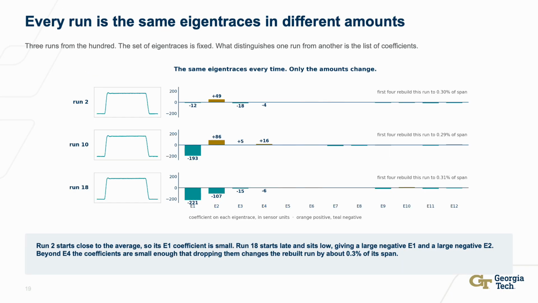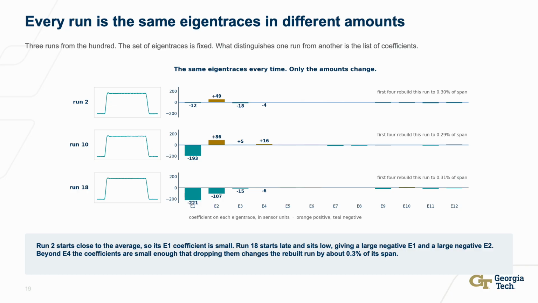Here is the same idea shown in 3 individual runs. The set of eigentraces is fixed. It is the same set for every run in the data set. What distinguishes one run from another is the list of coefficients on the right. Run 2 has a small first coefficient, minus 12, and its largest is the second one at plus 49. Run 10 has minus 193 on the first. Run 18 has minus 221 on the first and minus 107 on the second.